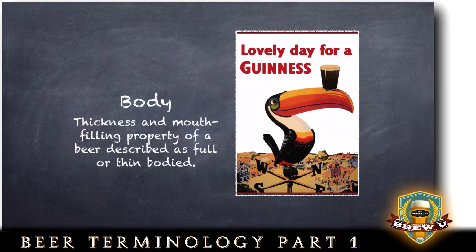Body. Thickness and mouth-filling property of a beer, and it can be described as thin or full-bodied. Now, don't fall into the trap of thinking light beers are thin-bodied and dark beers are full-bodied. Guinness, for example, has a thin body compared to its color.